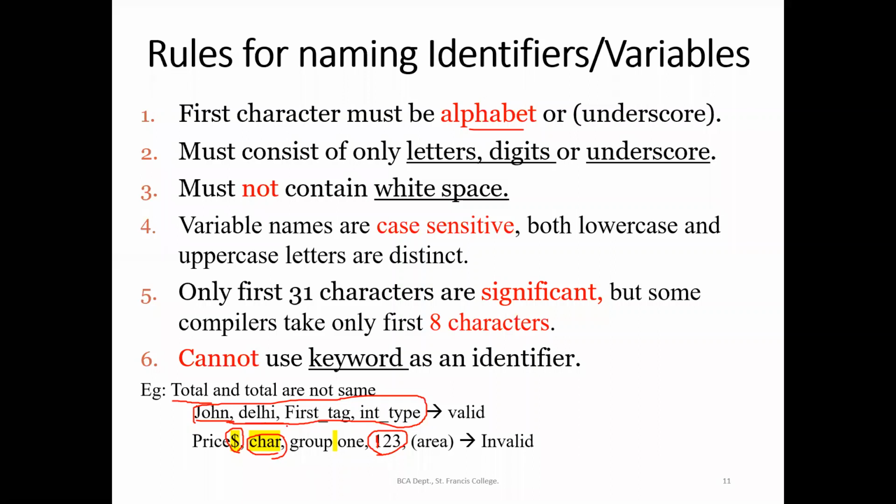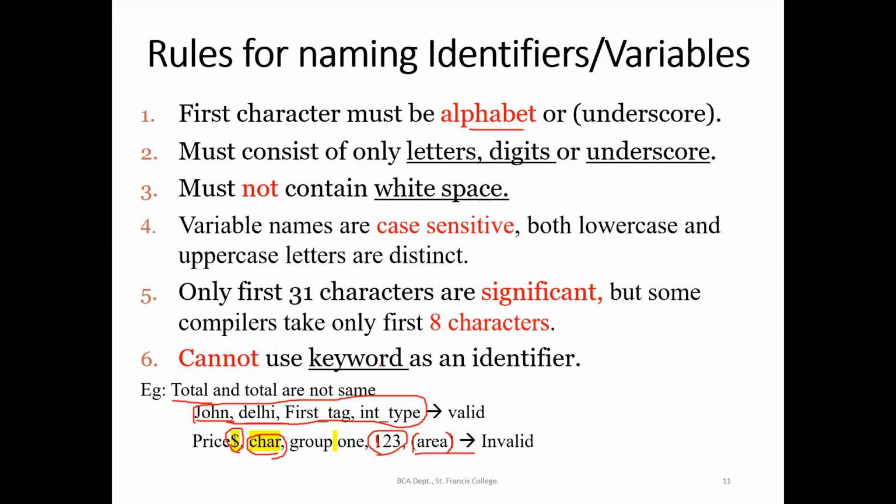Because it is a keyword. It is a character type, but it is a keyword, right? char is a keyword. Keywords should not be used as an identifier or variable. Understood? Now I will ask about this bracket, why is this also invalid? Because you are using a bracket. A bracket should not be used as a variable name.